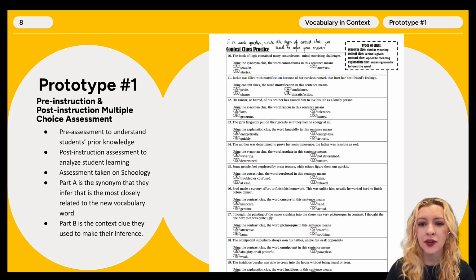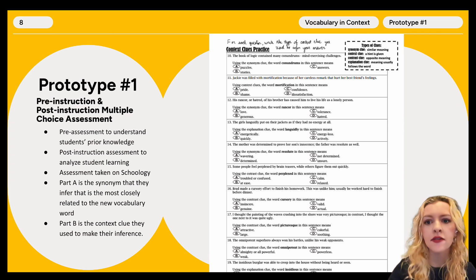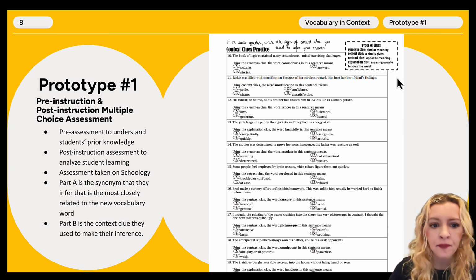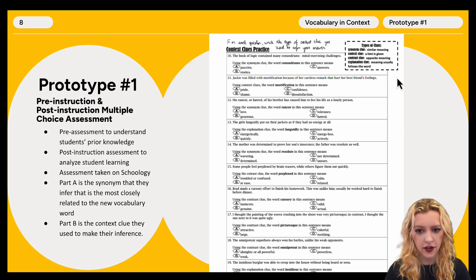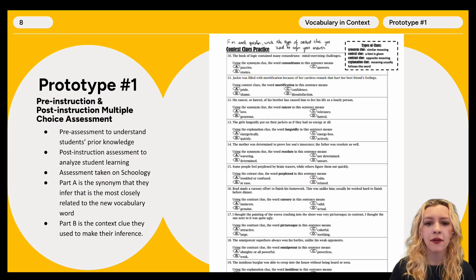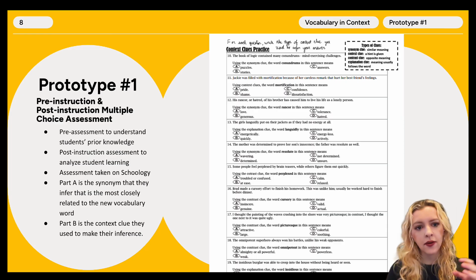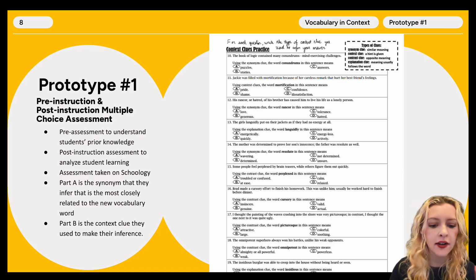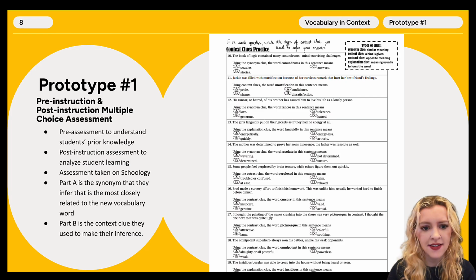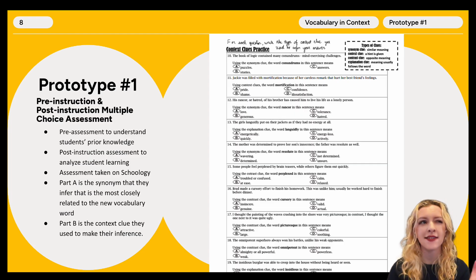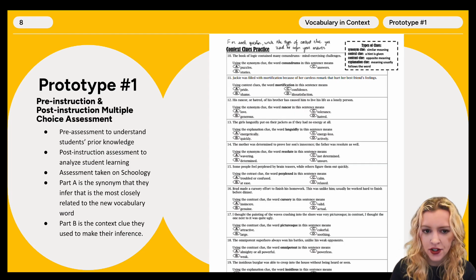I'm going to use this as a pre-assessment to understand what students know about context clues, and there's a little hint here at the top. And then also as a post-instruction assessment to understand what they learned. I was thinking about using vocabulary.com at first because it's something that we'll be using throughout the unit for students to practice seeing vocabulary in a ton of different contexts. However, vocabulary.com doesn't have the same affordances that Schoology does in terms of analyzing data. So I decided to use Schoology instead.